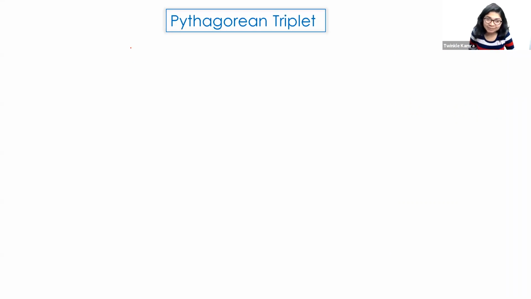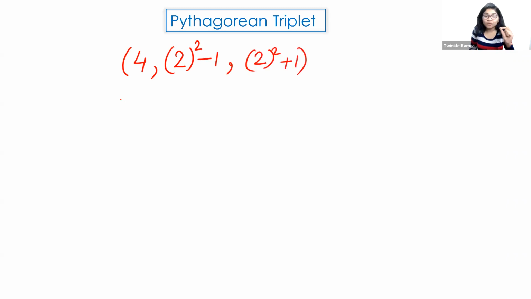Let's say I take some even number. I take 4. Half of 4 is 2. 2 square minus 1, and then 2 square plus 1. What is this? This is giving you 4. 4 minus 1, 3. 4 plus 1, 5. Yes, we made a Pythagorean triplet.